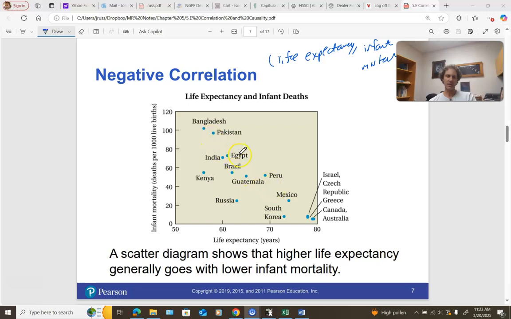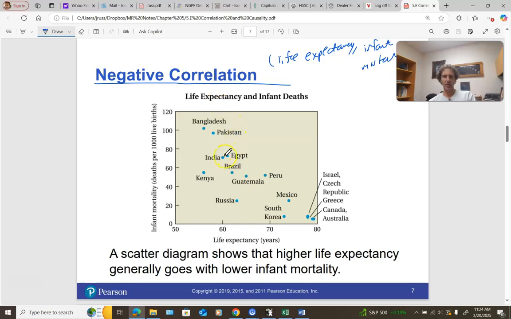And what this downward trend represents is that as life expectancy increases, the infant mortality rate is decreasing because these points are falling the further to the right we go. Okay, so this is an inverse correlation, or in other words, a negative correlation. This shows that higher life expectancy generally corresponds to a lower infant mortality rate. And so what's fun to do is kind of think about, well, why? Why is that the case?